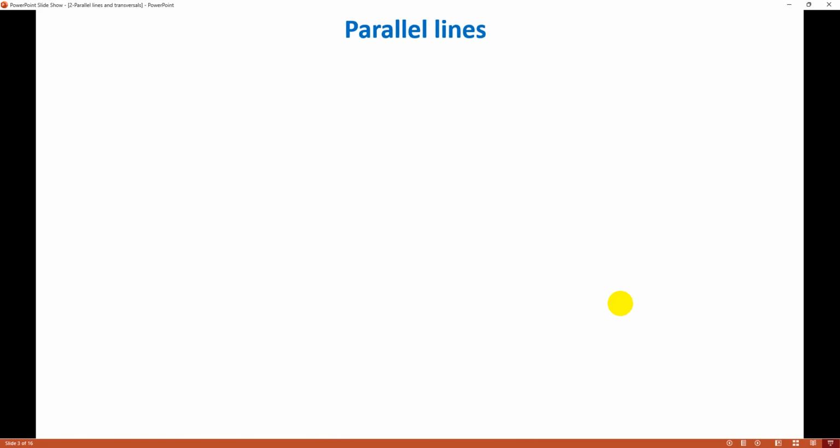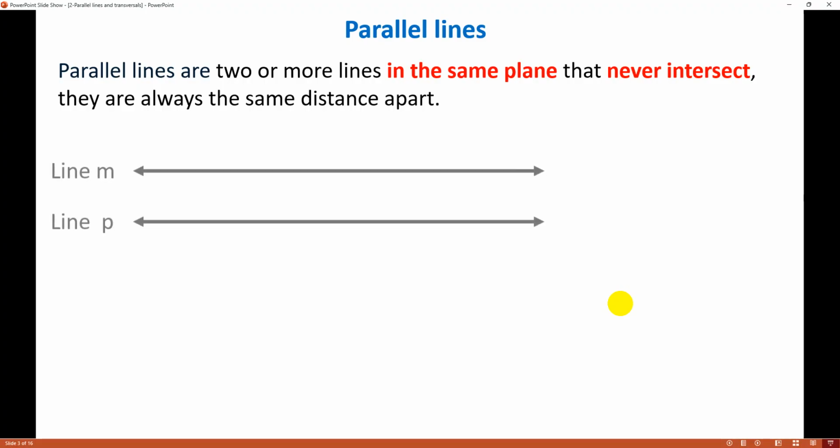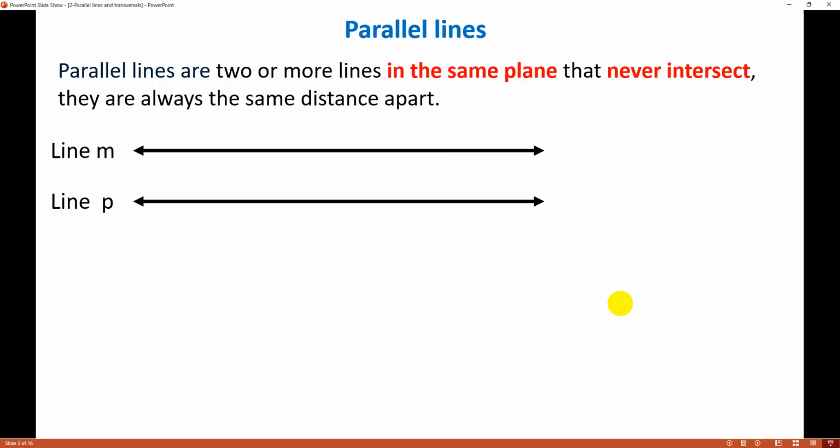First, let's start with what parallel lines are. Parallel lines are two or more lines in the same plane that never intersect. They are always at the same distance apart. This is an example of two lines, line M and line P. The way we say that these lines are parallel is by using this symbol here. That symbol indicates line M is parallel to line P.